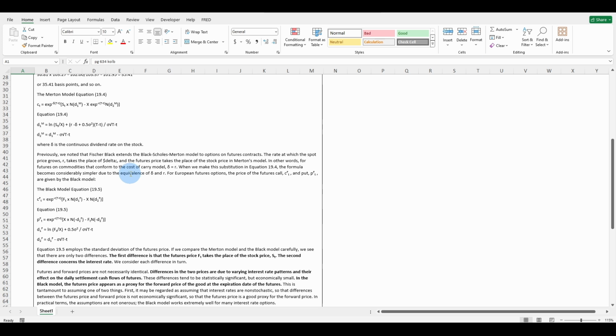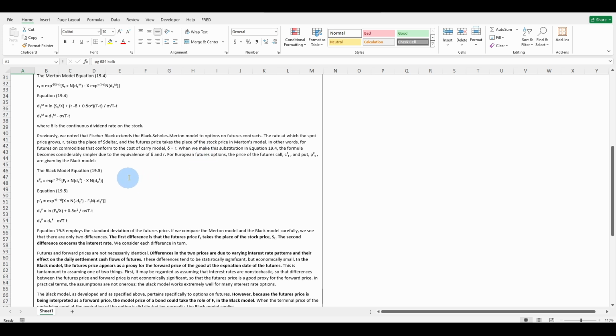Previously, we noted that Fisher Black extends the Black-Scholes-Merton model to options on futures contracts. The rate at which the spot price grows, r, takes the place of the dividend rate, and the futures price takes the place of the stock price in Merton's model. In other words, for futures on commodities that conform to the cost of carry model, the continuous dividend rate is equal to r. When we make this substitution in equation 19.4, the formula becomes considerably simpler due to the equivalence of the continuous dividend rate and r.